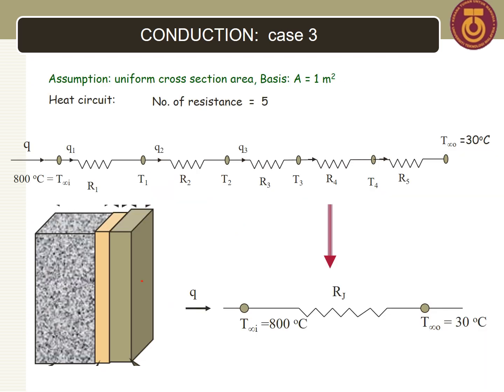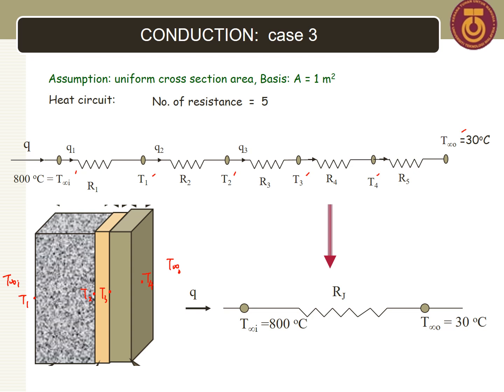Okay, and this is the circuit diagram of the system. As we can see here, we have T infinity in, and on this surface is T1, and here we have T2, and now this one is T3, and on the surface we have T4, and the ambient temperature is T infinity out. So you can see all these temperatures here. I've explained this in the previous example, so I guess you understand already.